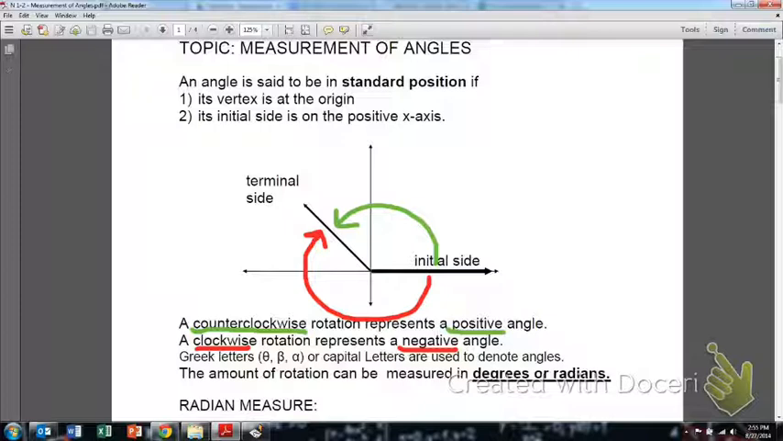You'll often see Greek letters like theta, beta, alpha, or capital letters for angles. And the amount of rotation can be measured in degrees or radians. That's what we're trying to get to here, the different ways to measure.